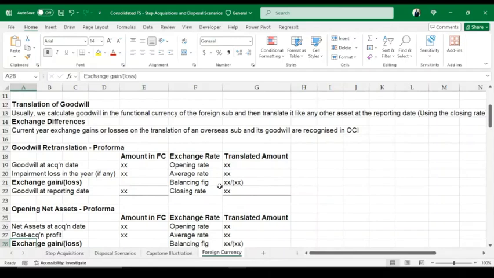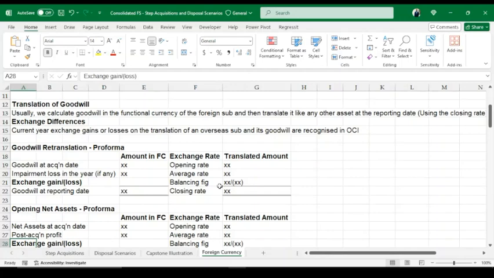So what are some of the key things that we need to do when it comes to consolidation? Now we know that goodwill is a major part of consolidation. So how do we deal with goodwill? Because when we acquire a subsidiary, we need to recognize goodwill according to IFRS 3, business combinations. So usually we calculate goodwill in the functional currency of the foreign subsidiary and then translate it like any other asset at the reporting date.